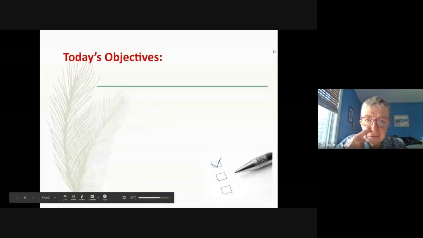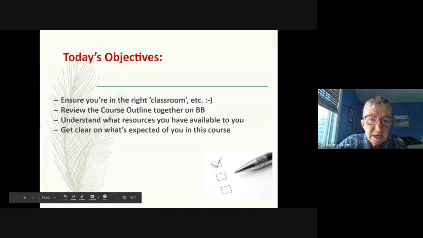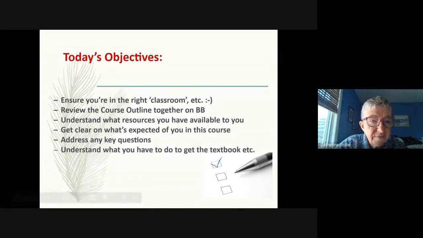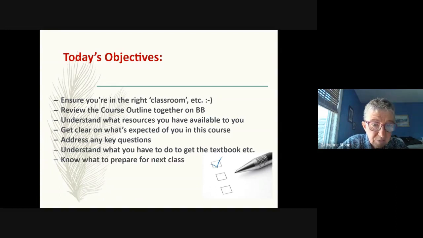We're going to review the course outline in detail, okay? We're going to look at what resources you have available to you and what's going to be expected of you in the course. I'm going to address any key questions, and I'm going to help you understand what you need to do to get that darn textbook, okay? In terms of prepping for next class, I'm also going to tell you what you need to do over the weekend. You know, the biggest thing you can do right now is get that darn book, get it in your hands. And you have a choice of getting, and I'm going to talk about in a minute, the hardcover book or the ebook.